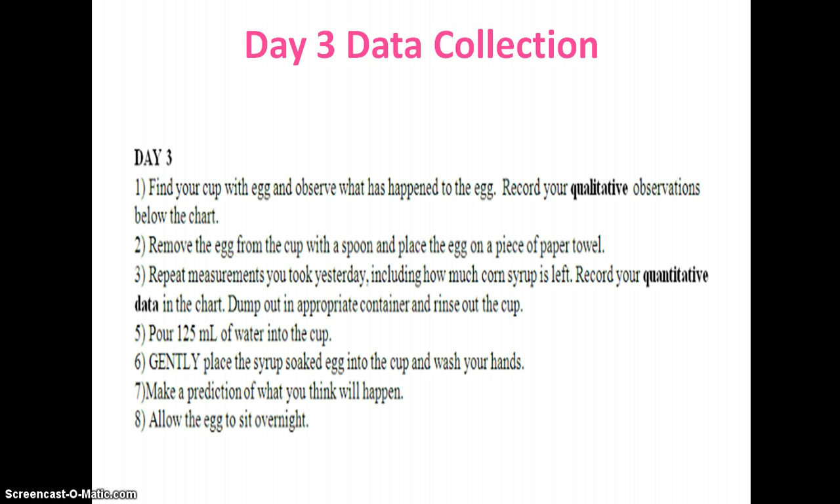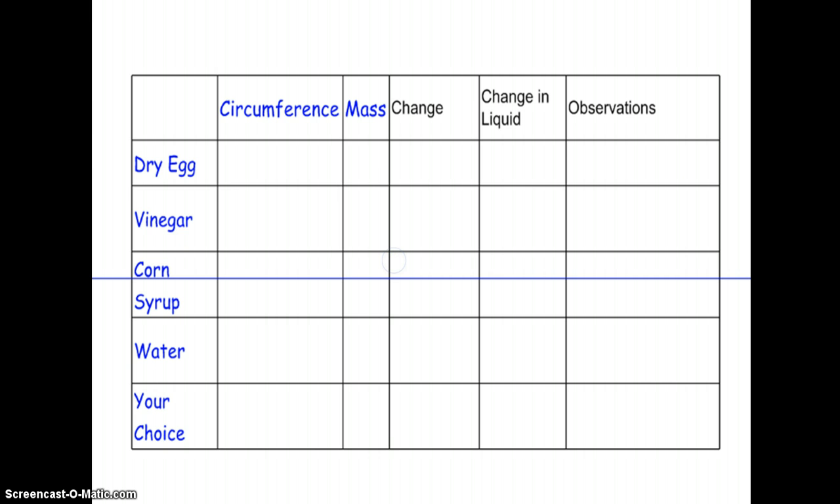Once you are released to go and get into your groups, you need to collect your egg and start making observations. So remember, you are going to be writing observations right in here for the day with the corn syrup. These are where your observations go. Don't forget that you are going to need to write down information about the circumference of the egg. Make sure you're labeling. You need to find the mass of the egg.